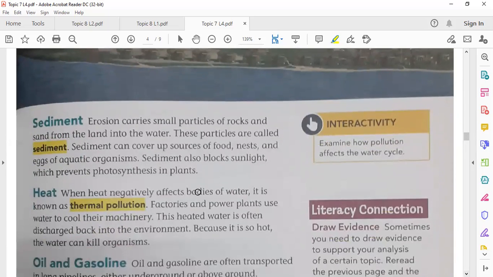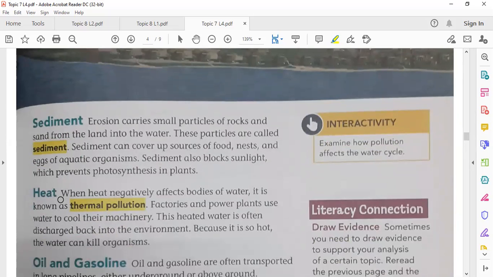Sediments. As you know, erosion carries small particles of rocks and sand from the land into the water. These particles are called sediments. Sediments are very fine particles of soil. Sediments can cover up sources of food, nests and eggs of aquatic organisms.